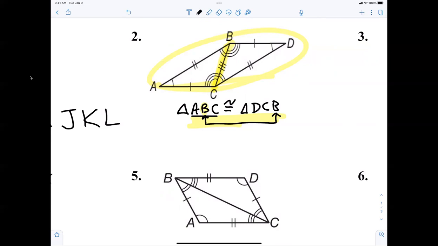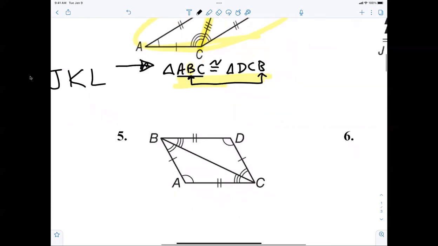Always list out the congruent parts from the congruent statement. Let me say that one more time. Always list out the congruent parts from the congruent statement. Is everybody happy with that?